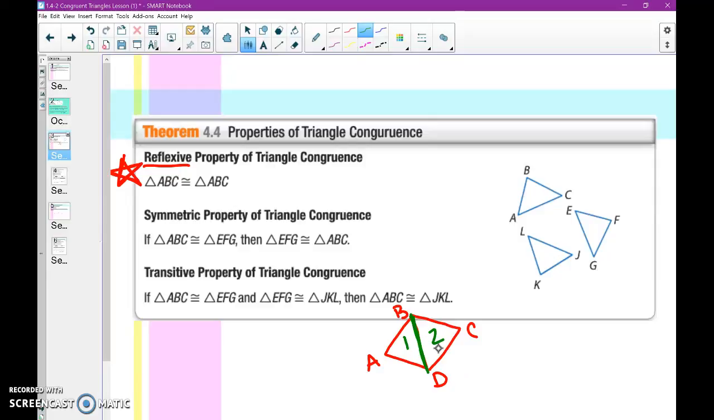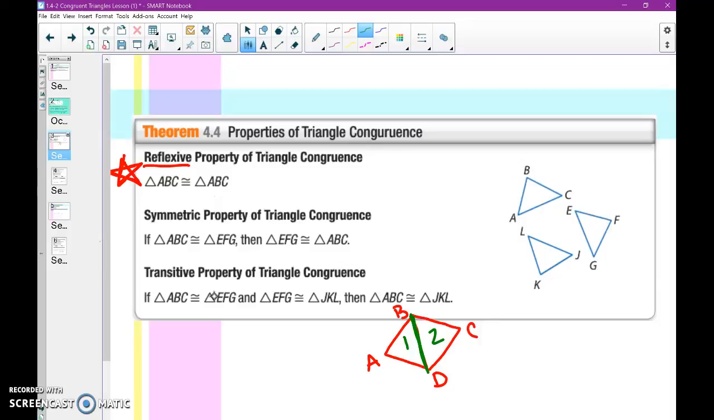Think about your desks in class. If your desks are right next to each other, their edge overlaps, which means it has to be equal. Otherwise, it wouldn't match up perfectly. So reflexive means a piece of the two shapes that overlaps and has to be equal to each other. That's why it says triangle ABC is congruent to triangle ABC. It's the same piece repeated.